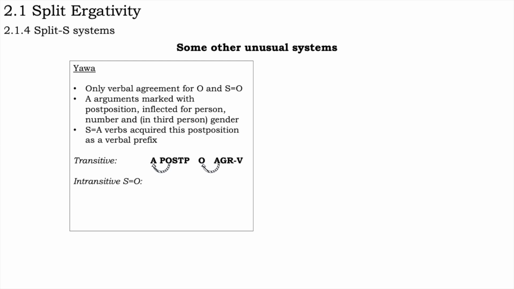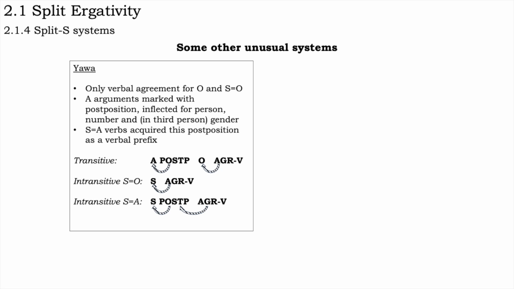Intransitive sentences with S equals O contain S equals O and a verb, agreeing with S equals O using the O agreement markers, and intransitive sentences with S equals A contain S equals A, marked with a postposition, and a verb, agreeing with S equals A using an agreement marker derived from the postposition. Note, I'm not really sure of the exact word order, I'm simply listing the constituents in each type of sentence, but not necessarily in order.